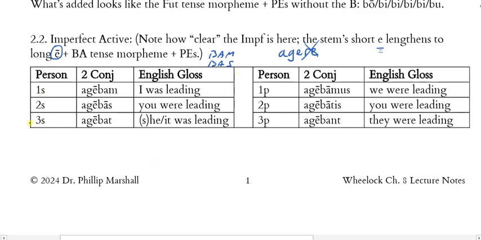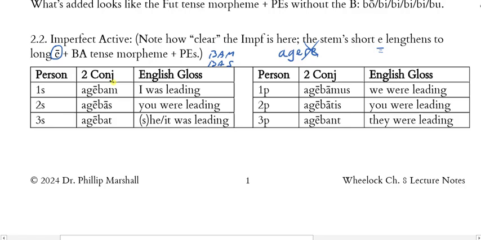Okay, so let's read the forms. You can repeat after me again. Singular forms first. Agebam, I was leading. Agebas, you were leading. Agebat, he, she, or it was leading. Agebamus, we were leading. Agebatis, y'all were leading. Agebant, they were leading.